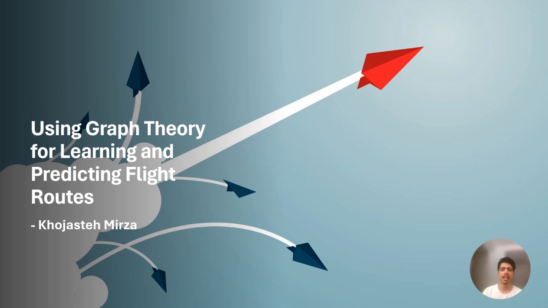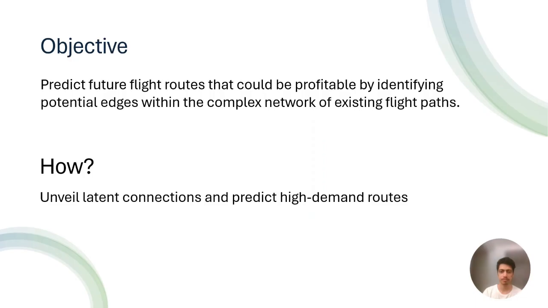Hello, my name is Kajaste, and this project is about using graph theory for learning and predicting flight routes. So the primary objective of this project is to predict future flight routes that could be profitable by identifying potential edges within the complex network of existing flight paths. This is achieved by using graph representational learning techniques to unveil latent connections and predict high demand routes.